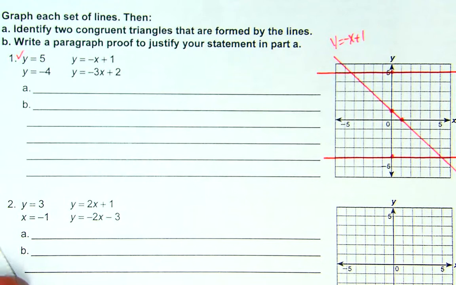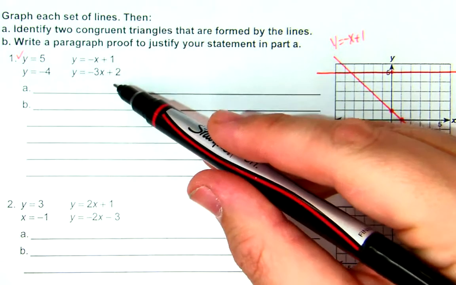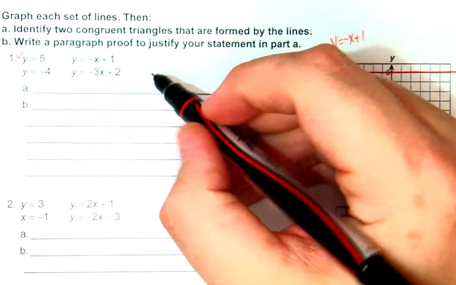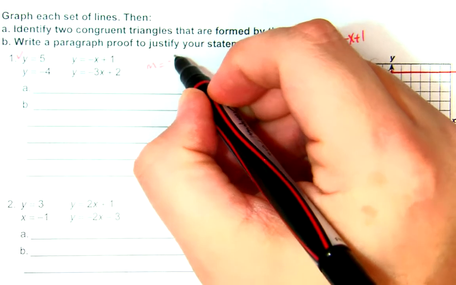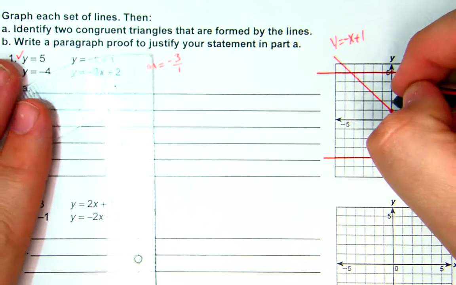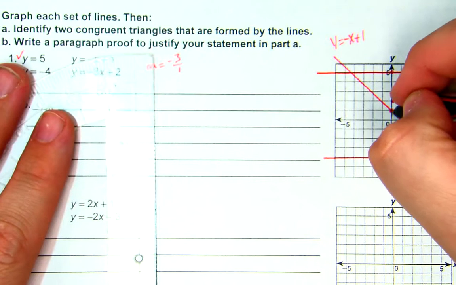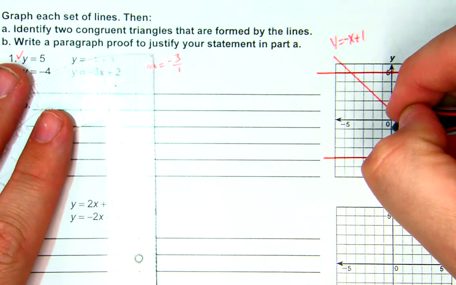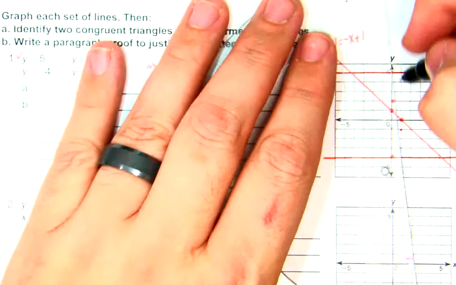And we have y equals negative 3x plus 2. So from there, your slope is negative 3 over 1. And your intercept is 2. So I could go to 2 and then get negative 3. 1, 2, 3. And I get a 1 here.